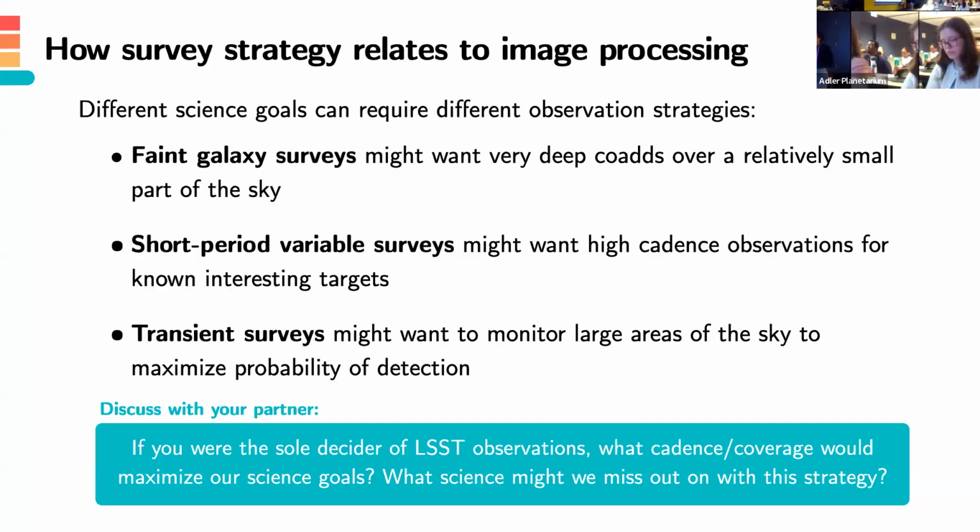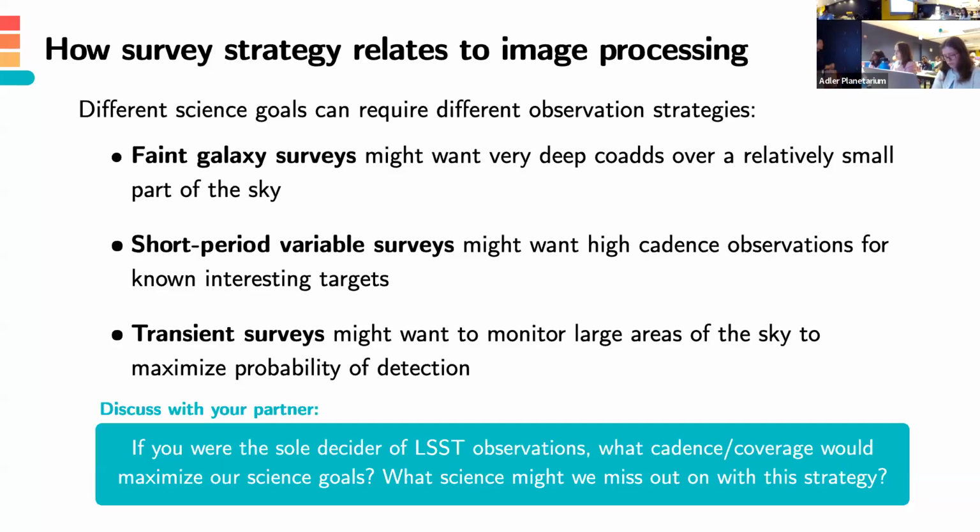Different science goals can need or want different observation strategies. To give you a few examples, faint galaxy surveys might want very deep coadds over a relatively small part of the sky. If you're trying to observe magnitude 27 galaxies, you better have a lot of exposure time, right? On the other hand, short period variable surveys might want really high cadence observations for known interesting targets, or maybe over a large area of the sky, to try to see what is changing over a short time scale.